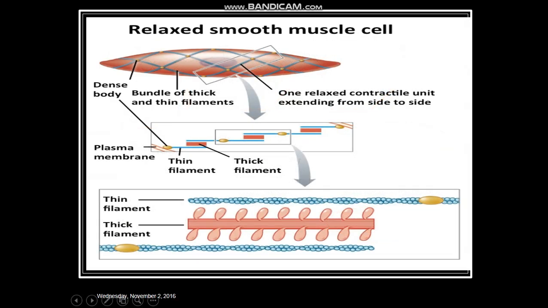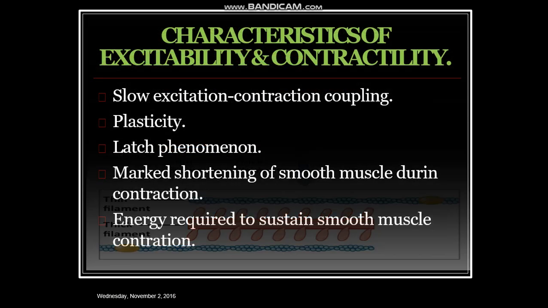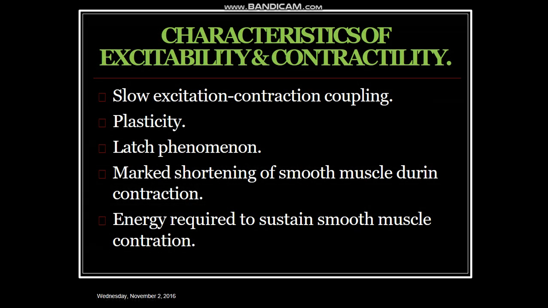A relaxed smooth muscle cell has dense bodies and bundles of thick and thin filaments, forming one relaxed contractile unit. What do you mean by relaxed? It means the dense bodies are now away from each other. This should be very clear to you, along with the thin and thick filaments in smooth muscle. The characteristics are excitability and contractility, slow excitation-contraction coupling, and plasticity.